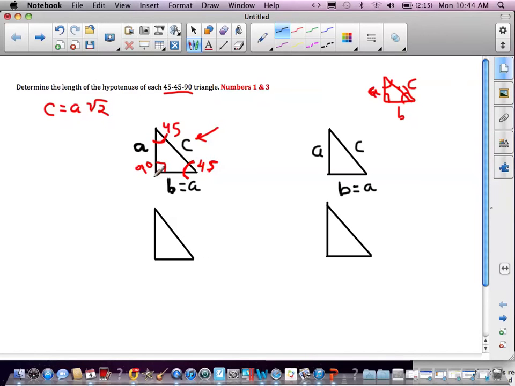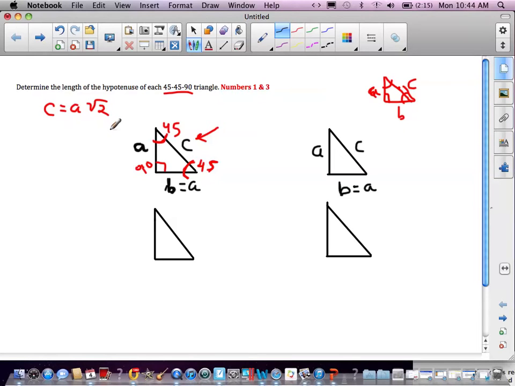So the 45, 45, leg A and leg B are the same length. Then I can say that B on the base is equal to A. So then these two equal the same. So then it creates the formula C for my hypotenuse equals A square root of 2.